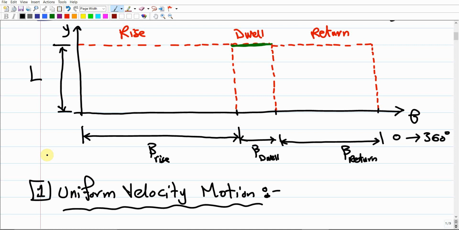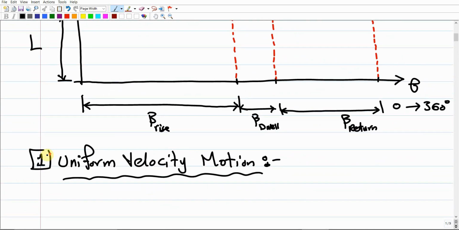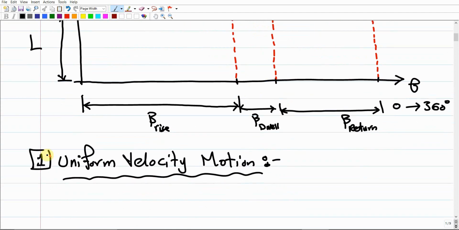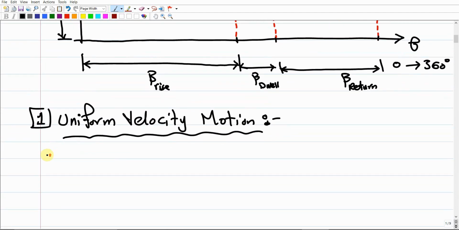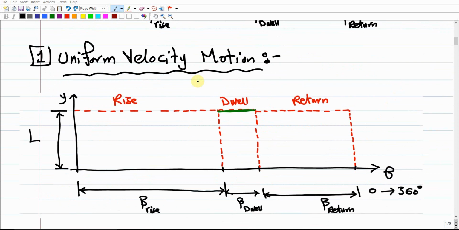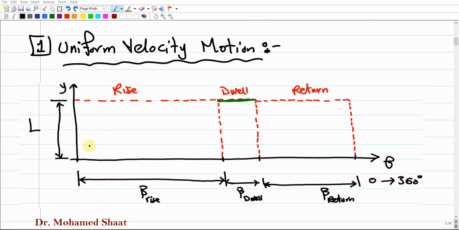I'm just going to copy this diagram. You have to do the breakdown again, very similar: the rise, the dwell, and the return. Then I'm going to show you how we can do the uniform velocity motion analysis graphically. All right, so for the uniform velocity motion, let us assume that the follower is going to rise with a uniform velocity motion, and is going to return with the same type of motion within the rise period and the return period.